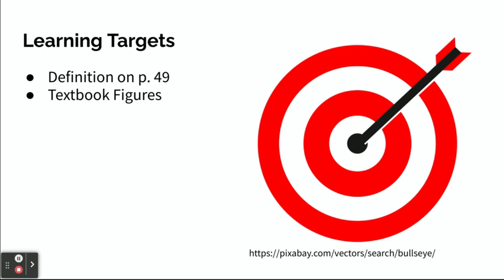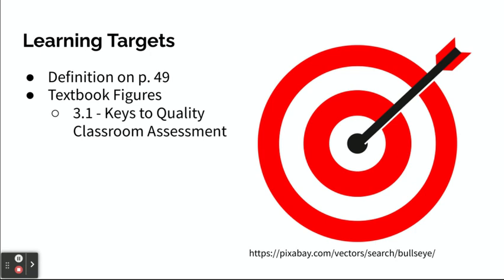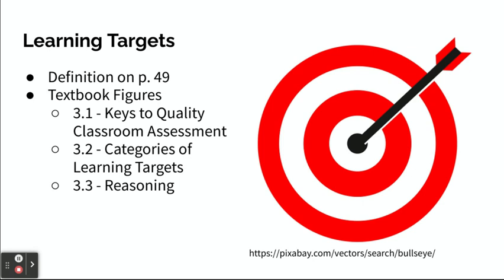Okay, as you go through the textbook, please pay attention. They did a great job looking through the different figures they've put. Figure 3.1 is about the keys to quality classroom assessment. What makes a good assessment? So take a look at that figure. And then 3.2 is the categories of learning targets. And that one is going to be a very important figure to really look at and to know the different components, different categories. Okay? And then the 3.3 on reasoning.